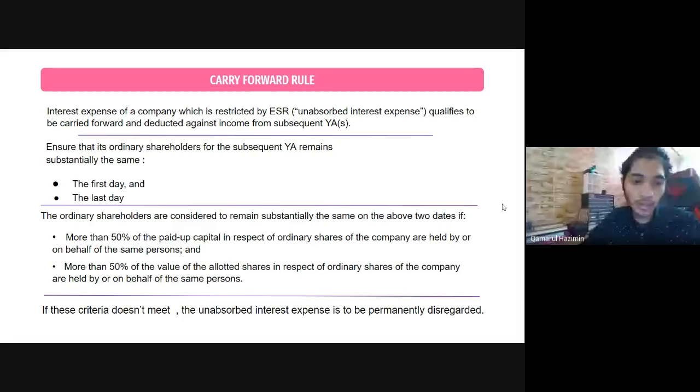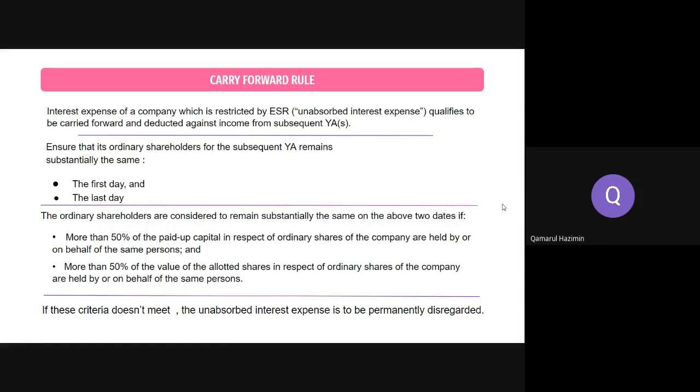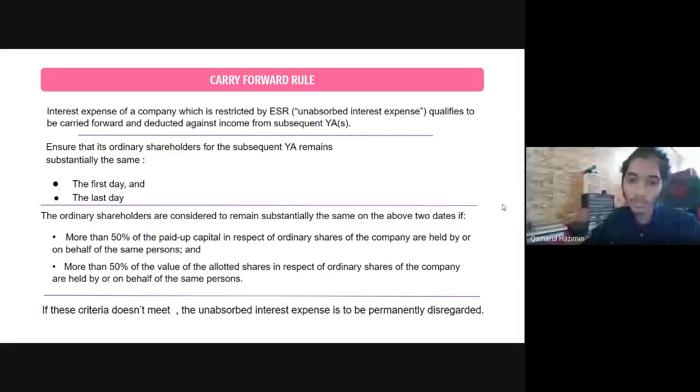So basically, there are some rules that need to be followed before being eligible to carry forward interest expense. The first one is that the company must ensure that its ordinary shareholders for the subsequent year of assessment remain substantially the same on the first day and the last day, meaning that the shareholders of the company on the first day and the last day of the basis period for the year of assessment following the year in which such amount of assessed interest arose remain substantially the same.